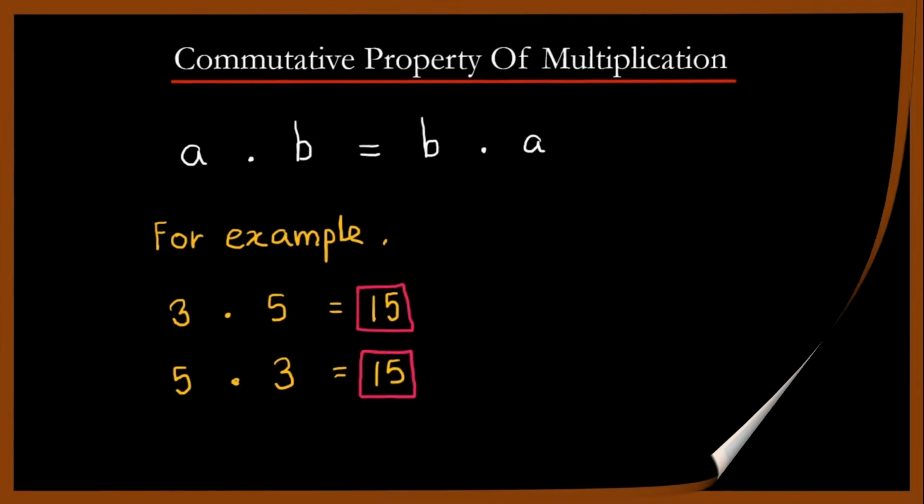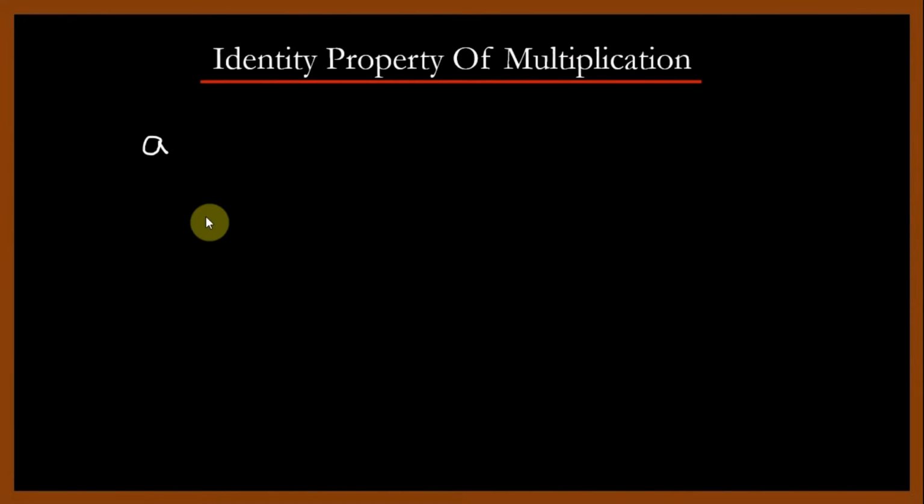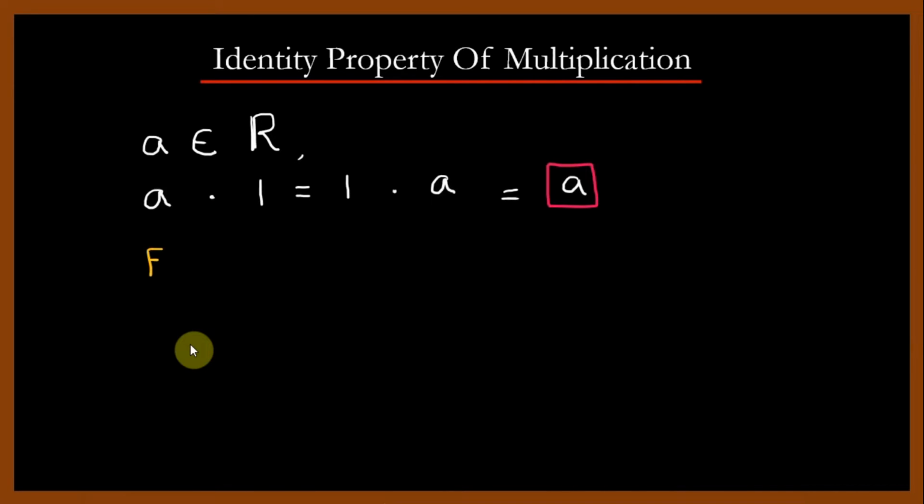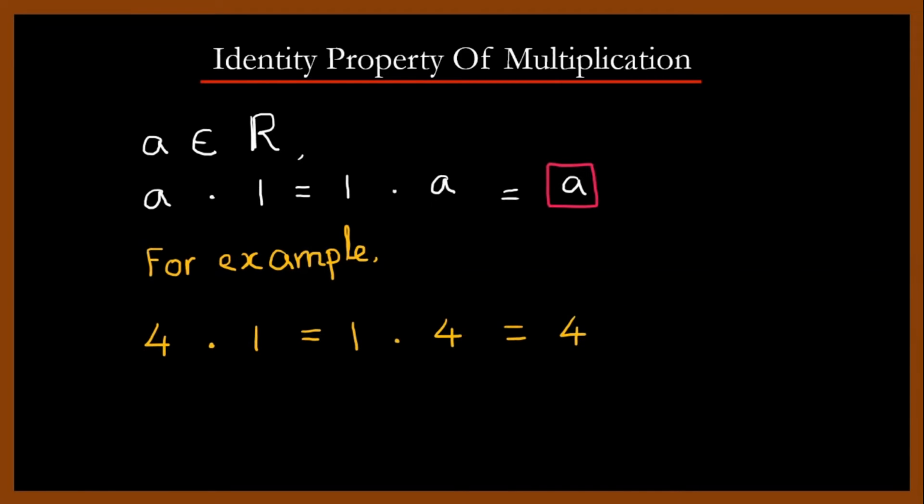The identity property states that for a real number a, if a is multiplied with the multiplicative identity, which is 1, then you get the same number a, meaning a multiplied by 1 equals 1 multiplied by a equals a. For example, 4 multiplied by 1 equals 1 multiplied by 4 equals 4 only.